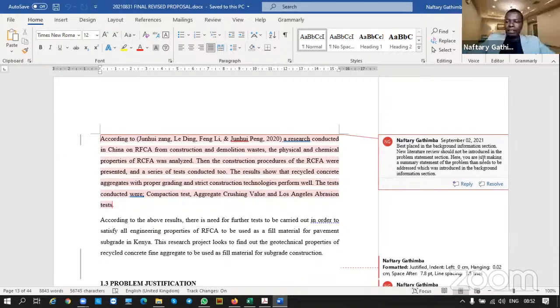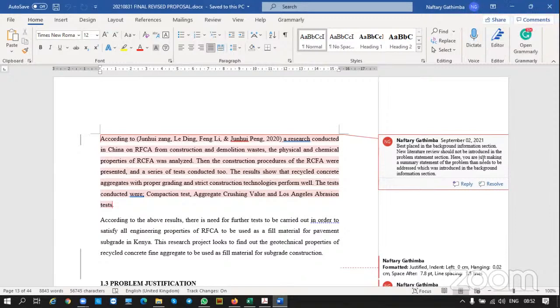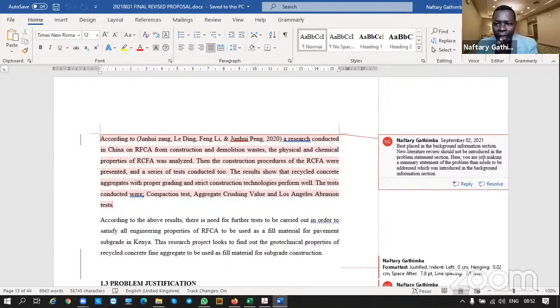So the problem statement section generally is stating. It's like a statement that you are making. That's why we call it the problem statement. You are making a statement of the gap, of the problem that is existing. So that means, generally, this is not the area of introducing new literature review, not a section of introducing new materials.